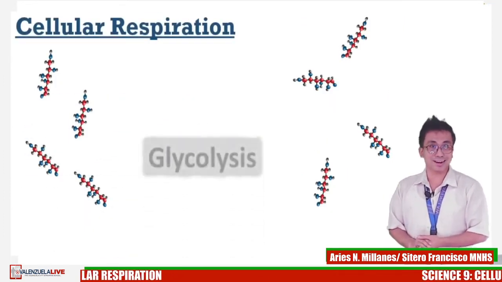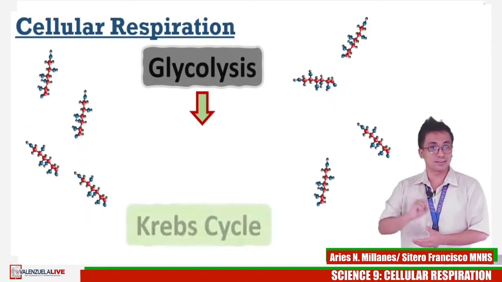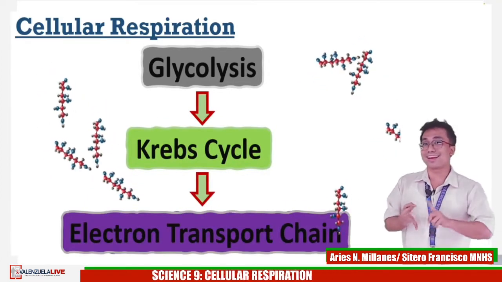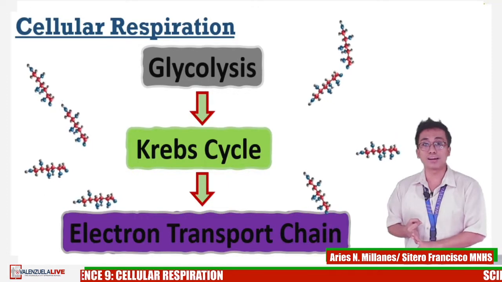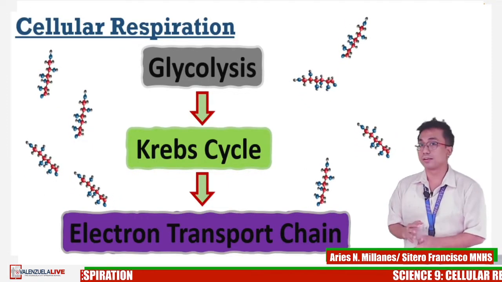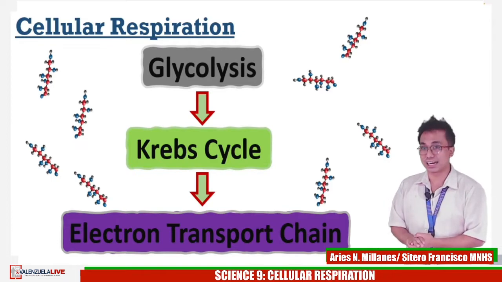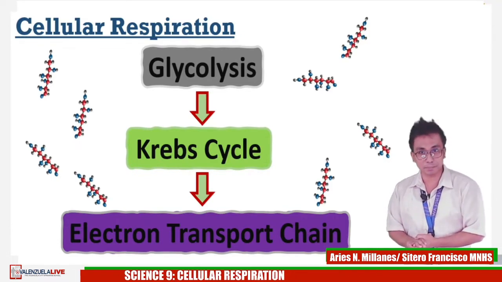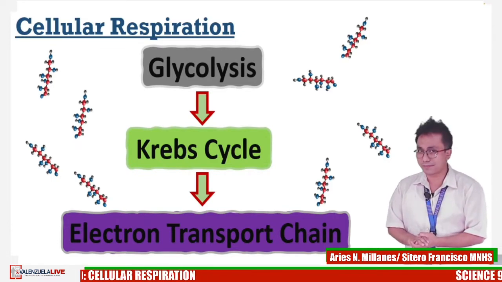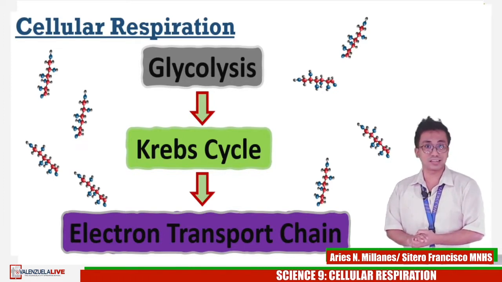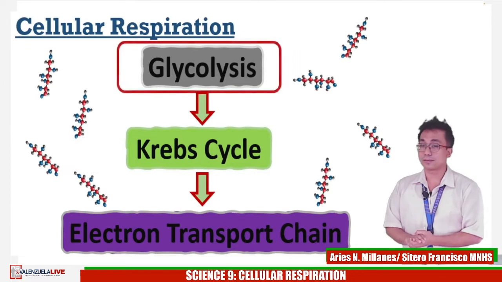Cellular respiration has three stages: the glycolysis, Krebs cycle, and electron transport chain, or ETC for short. And each stage produces an energy called ATP. Let us find out how many ATPs are produced in each stage.